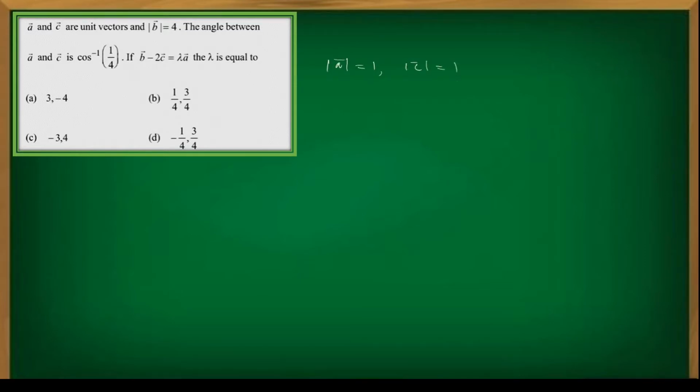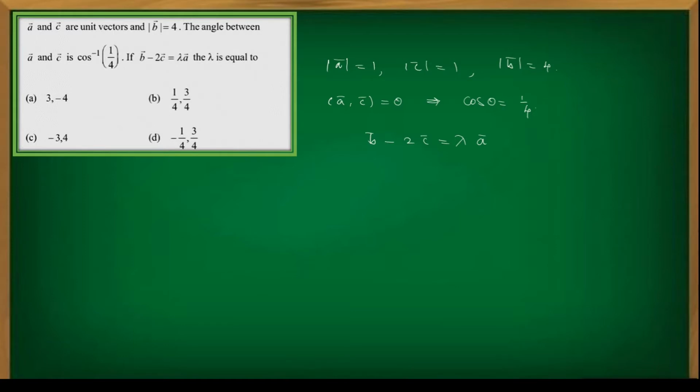A bar and C bar are unit vectors, therefore mod A bar is 1 and mod C bar is 1. Then once again given that mod B bar is 4. The angle between A bar and C bar, if I say theta, it is given that cos theta is equal to 1 by 4. And B bar minus 2C bar is equal to lambda A bar. Now, we have to find out what the lambda value is using this relation, B bar minus 2C bar is equal to lambda A bar.